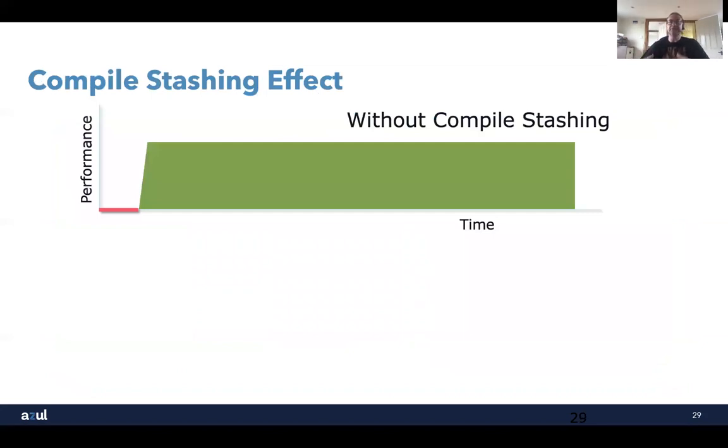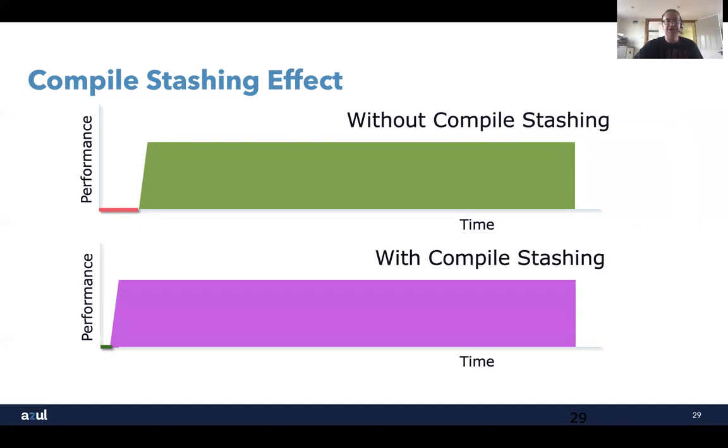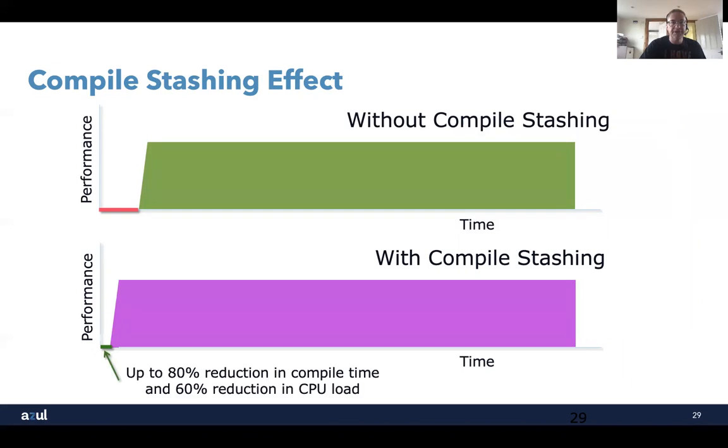When we look at that again in terms of our simplified graph, without compile stashing, we have this period of inactivity before the application gets going. With compile stashing, we can really squeeze that down and massively reduce it. In fact, we can reduce the compile time by up to 80%, and we can reduce the CPU load by up to 60%. What that means is we're now seeing an almost perfect graph, not quite 100% perfect, but very close.